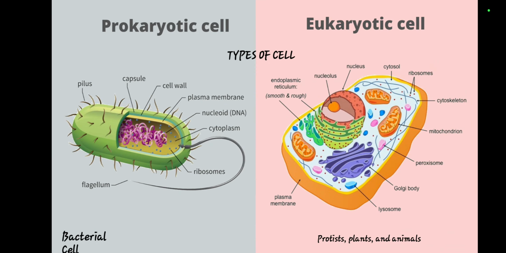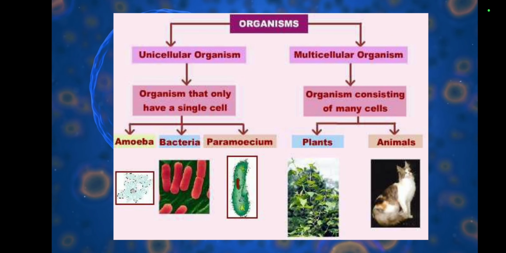Okay? So, let's proceed. As I said a while ago, these are the differences between the two. An organism can be a unicellular organism or a multicellular organism. It can have only a single cell or it can consist of many cells. So, what are those organisms that are unicellular? Those are organisms that depend on the host. So what are those? We have amoeba, bacteria, paramecium.